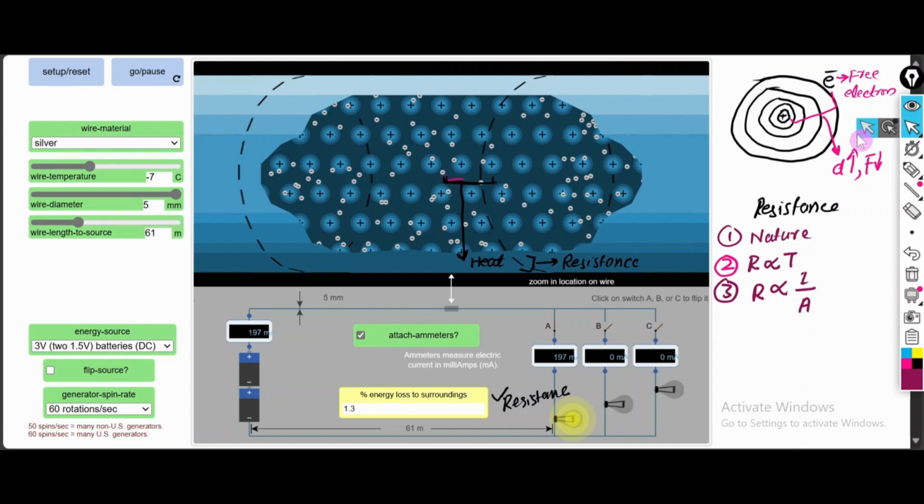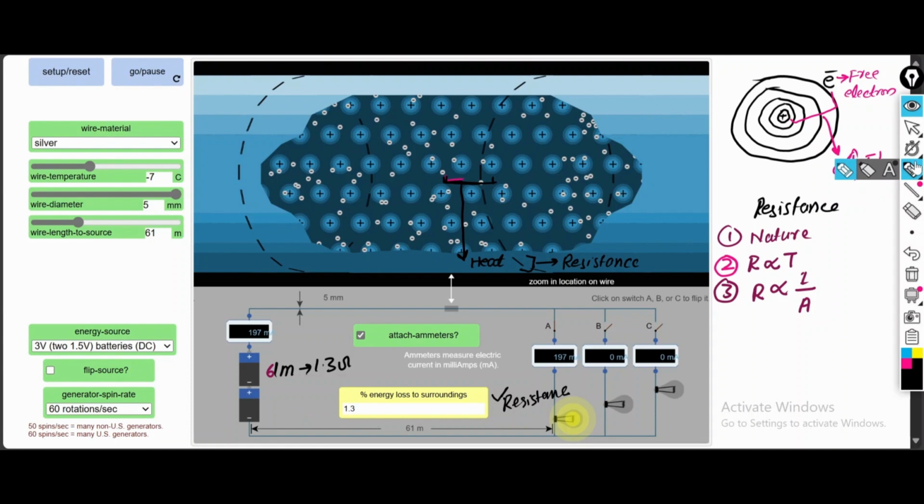And now the last factor on which the resistance depends is the length of the wire. Here the length of the wire by default is 61 meter, and if the length is 61 meter, the resistance in that case is 1.3 ohm.